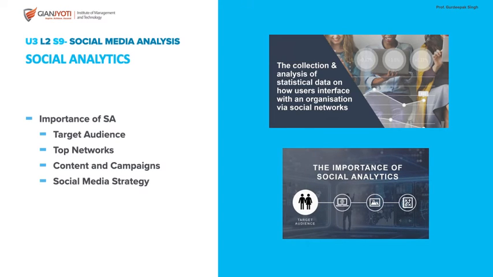So what is the importance? Because we are able to know 4 things from social analytics, from the historical data. Number one is the target audience. Number 2 is the top networks, which are giving you the revenue as we discussed. Then the content and campaigns that you are running, and what sort of content has been liked, shared, and then followed by your different target segments, and finally to arrive at the social media strategy.